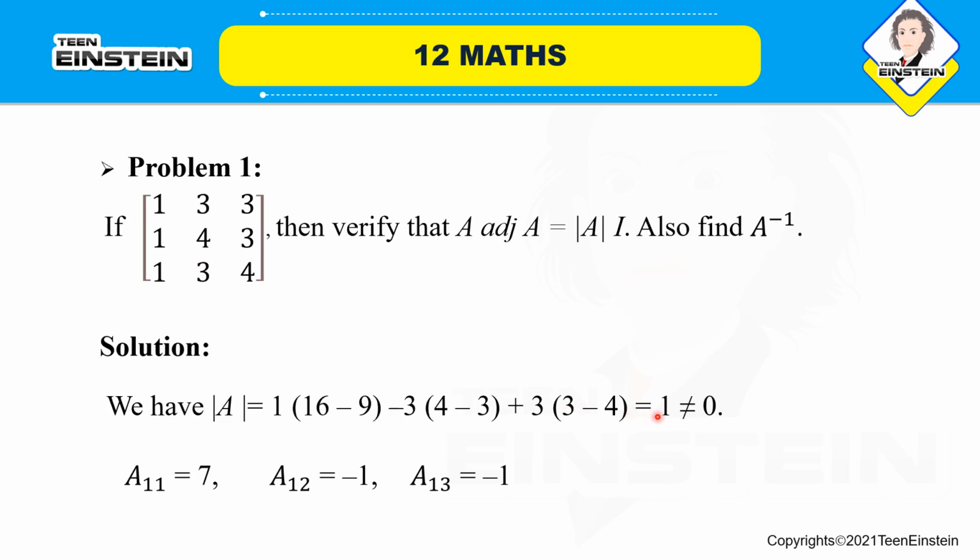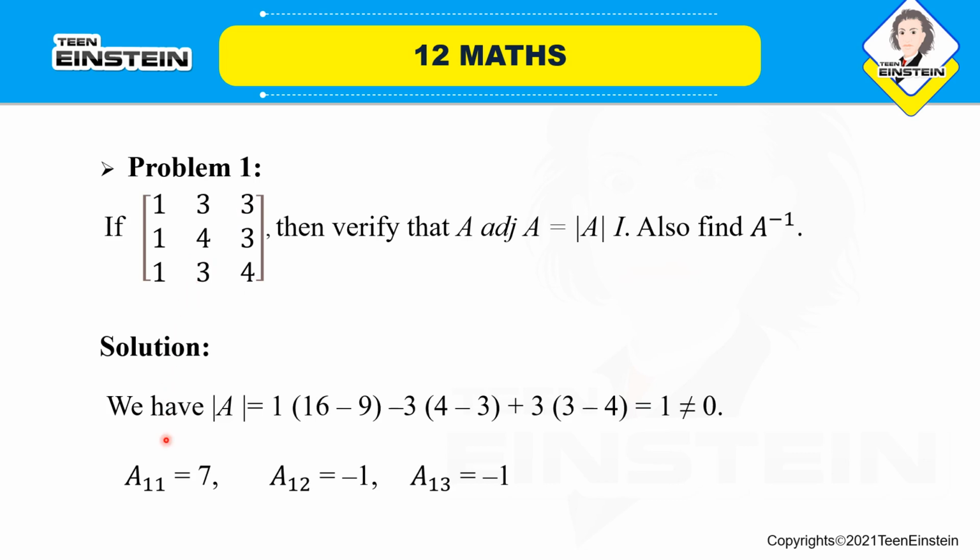So on simplification, we are getting 1. 1 is obviously not equal to 0. So determinant A is not equal to 0 means A inverse will exist, right? Next, we have to find adjoint A. Already we have found adjoint A for the given matrix. We have already discussed this.